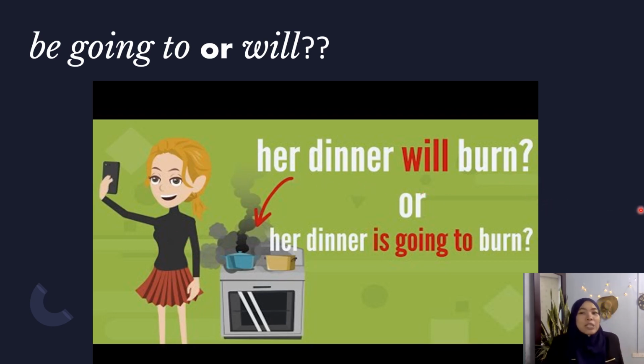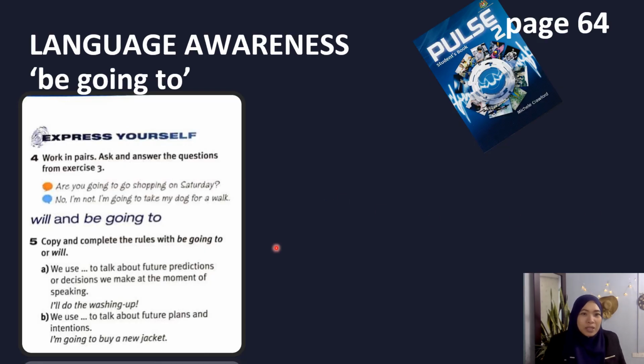Okay, let's look at how it is differentiated, will and be going to. Okay, let's look at this one. We choose whether you use will or be going to. We use what? Will or be going to talk about future predictions or decisions we make at the moment of speaking.